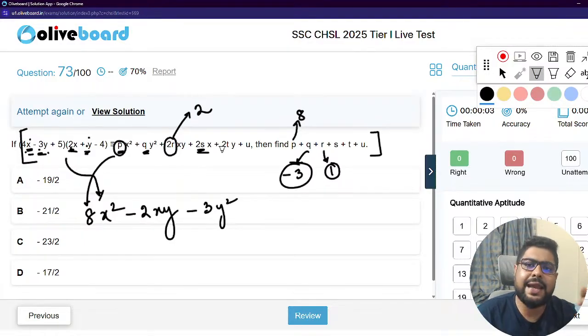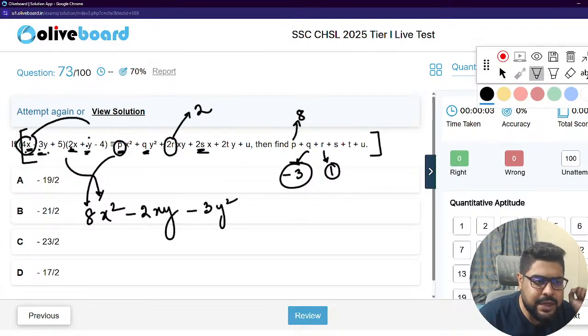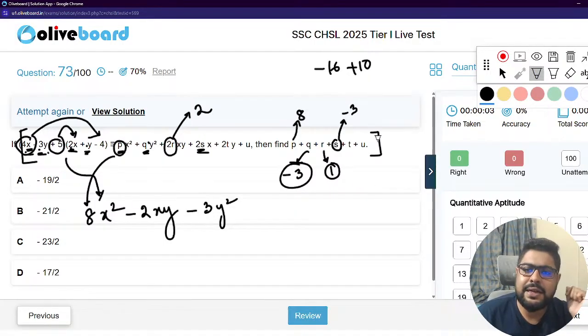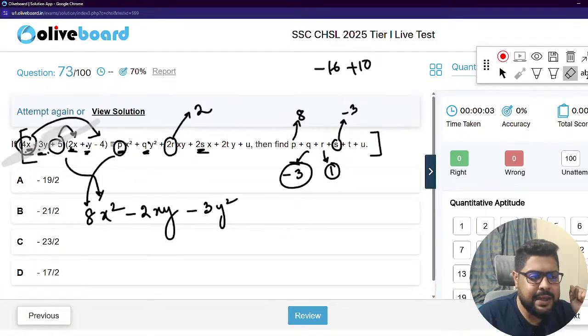Where will s come from? s will come from x. x, how can I get, sir? 4x into minus 4, or this 5 into plus 5 into 2x. 4 into minus 4 is minus 16, and this is plus 10. So it will be minus 6. That is the value of s. 2s is minus 6, s is minus 3, sir.